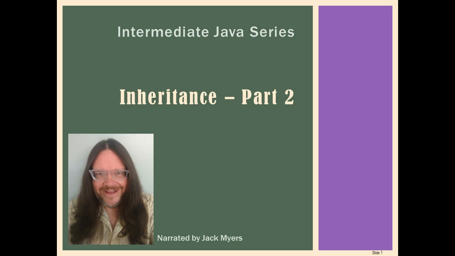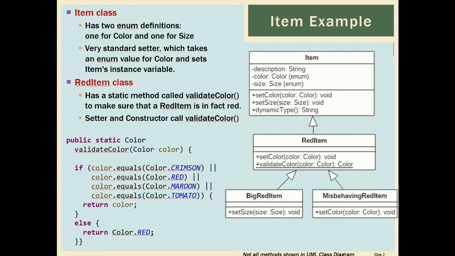Now that we've seen the basics of inheritance, let's go deeper into this topic, exploring things such as polymorphic method dispatch, static and dynamic types, and other concepts. So to understand inheritance this way, we're going to talk about an example of items.